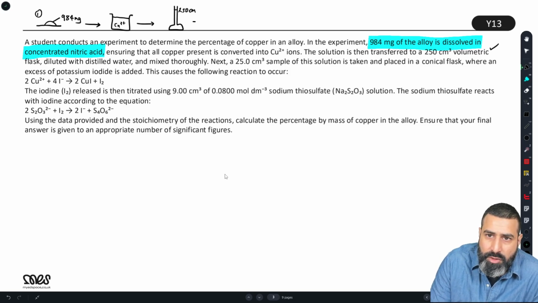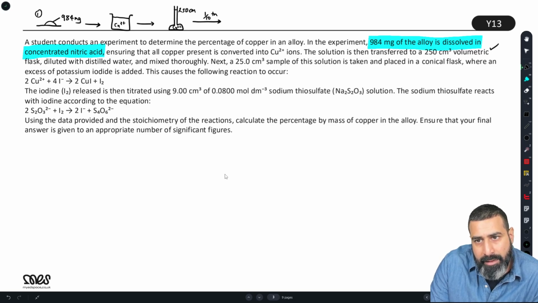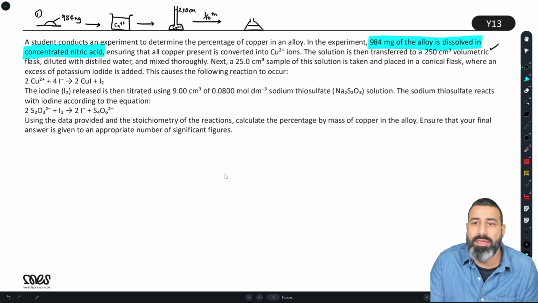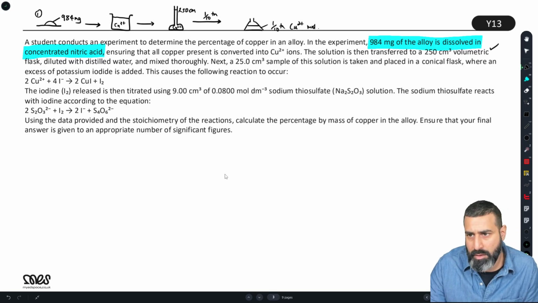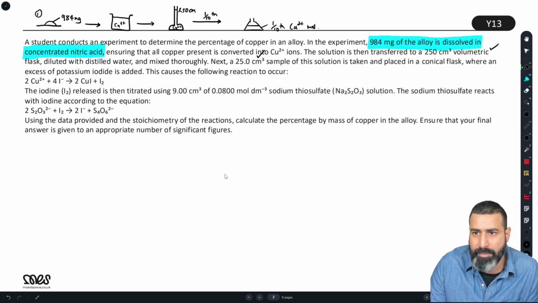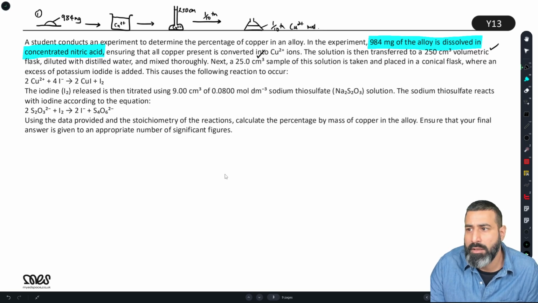And then what we're going to do is take a sample of this. So we're going to take 1/10 out. So I've got copper 2 plus in here. And then I'm going to take 1/10 out and put it into a conical flask. So I'm going to have 1/10 of the number of moles here, 1/10 of the number of copper 2 plus moles. Okay, so I've done that bit, taken an aliquot out.